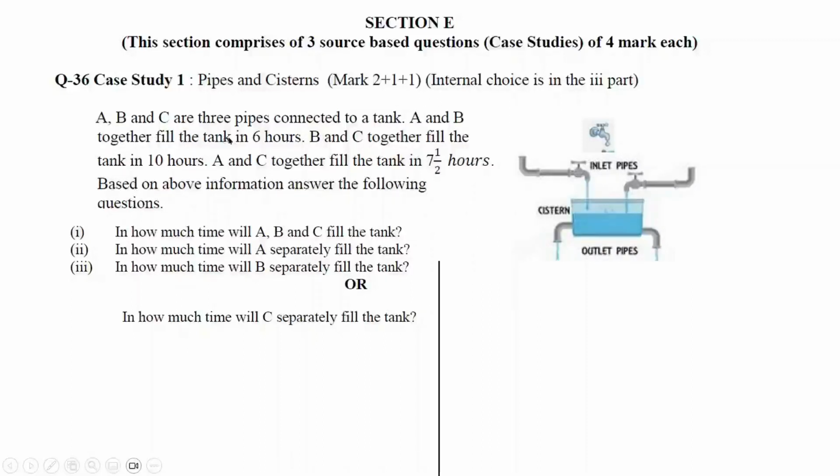A, B and C are 3 pipes connected to a tank. A and B together fill the tank in 6 hours. B and C together fill the tank in 10 hours. A and C together fill the tank in 7.5 hours. Based on the above information, we have to answer these questions. So, we have to find in how much time will A, B and C fill the tank. Here we can see that the first question carries 2 marks. So, let us solve each of these separately.